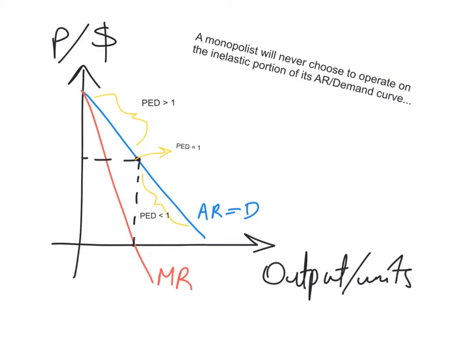It's very important to remember that a monopolist will never choose to operate on the inelastic portion of its average revenue or demand curve. All of the monopolist's pricing and output decisions will be within the elastic portion of the demand curve. It's very important to remember that.